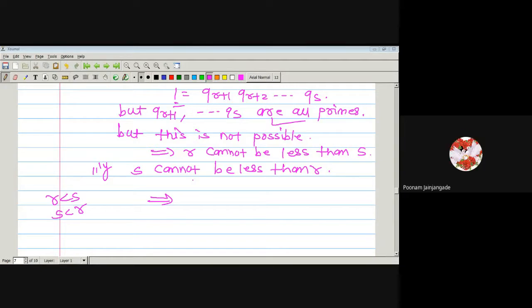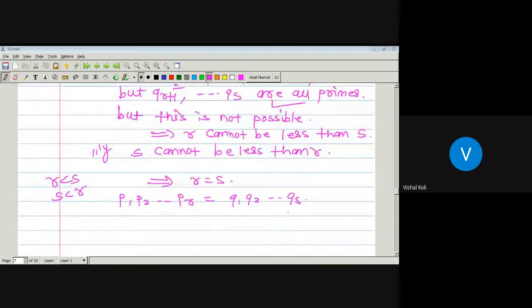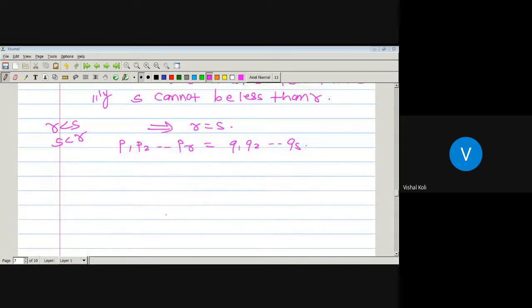Equal. R is equal to S. R must be equal to S, which implies P1 into P2 into up to so on PR is nothing but Q1 into Q2 into up to so on QS, where R is nothing but S. It means these are the same primes. Okay, hence the representation is unique. Representation is unique, and that is what we had to prove, and hence the proof.